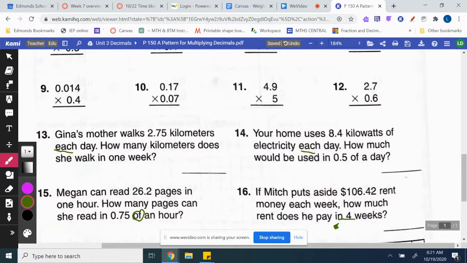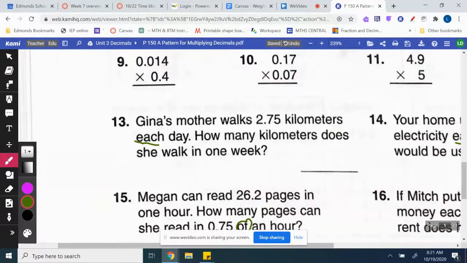So let's try number 13. Gina's mom walks 2.75 kilometers each day. How much will she walk in 1 week? Well, that's 7 days. So I'm going to multiply that by 7. 7 times 5 is 35. Carry the 3. 7 times 7 is 49 plus 3 is 52. Carry the 5. 7 times 2 is 14 plus the 5 is 19.